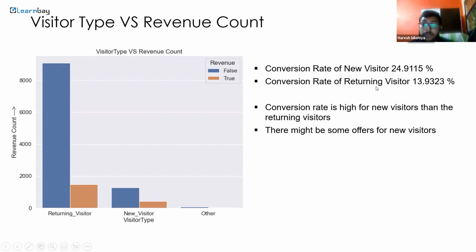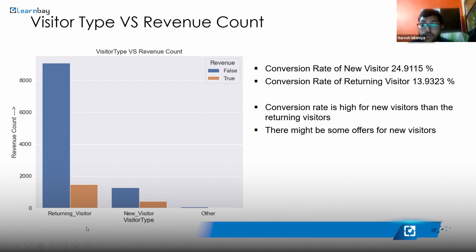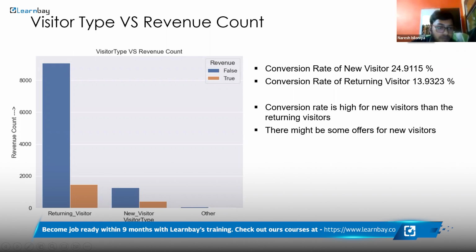So it's not a good thing, and we are getting good new visitors. It means there are some offers for the new visitors, so that's why they are purchasing in a high percentage, but returning visitors are not interested in purchasing. So the returning conversion rate is very low. So this is the concern. We should take care of it.